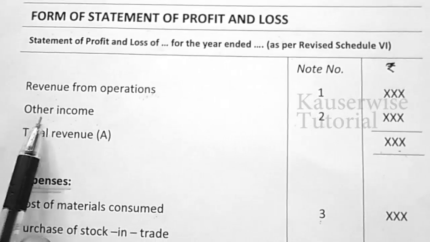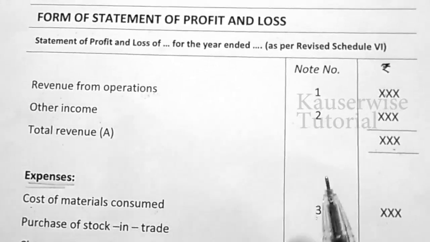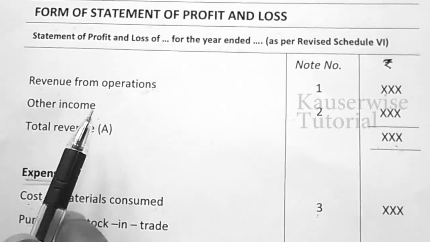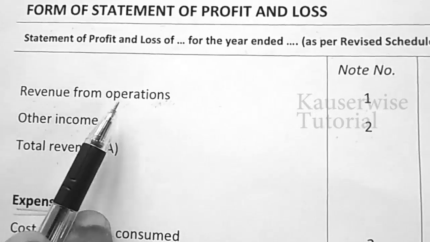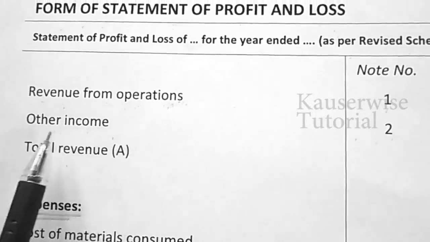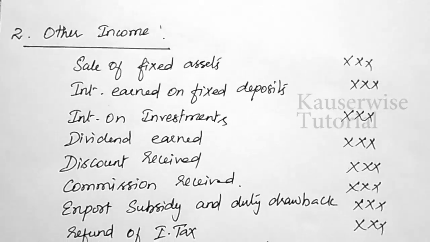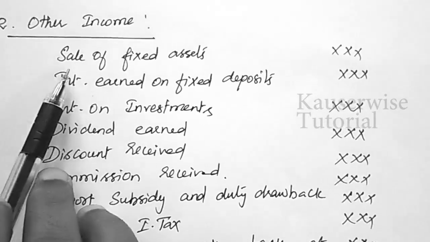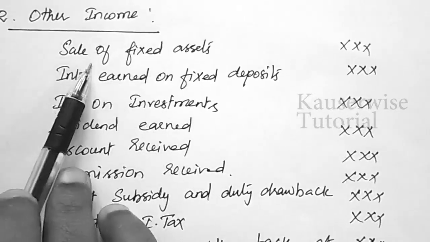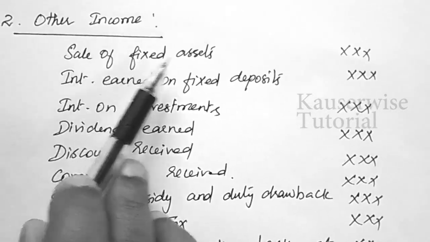Then the second one is other income. In an organization, there is a possibility of other income. Other income means the income which is not received from the operation, from the main source. See working note number 2, other income. These are the examples for other income. For example, the company gets some amount by way of sale of a fixed asset. It is not a main source of income, so it also comes under other income.